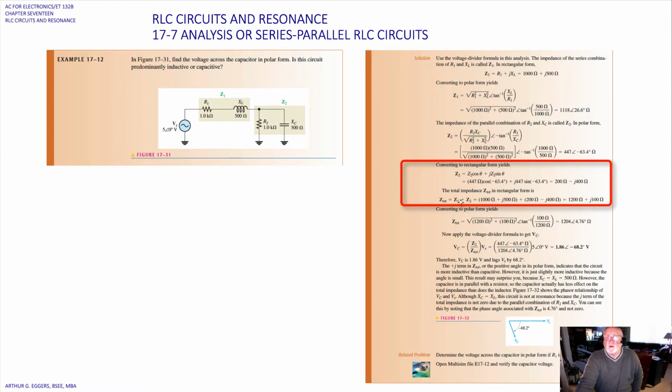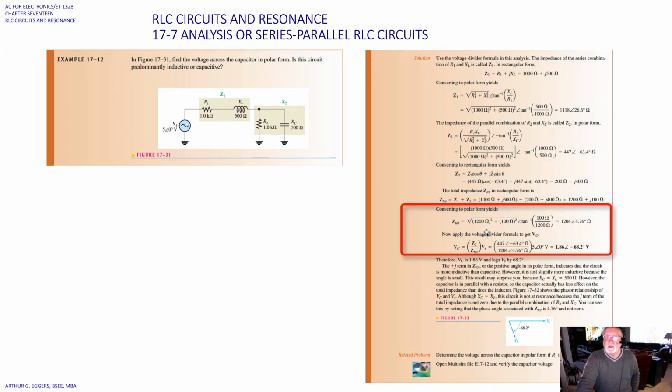Now in this case they're telling you to solve for Z total, Z1 plus Z2. When we're adding, you use your rectangular form, so they've combined them, and then the next step is they convert it right back to polar form. So again, you've got your Pythagorean theorem, your inverse tangent, to get your value in the 1204 at an angle of 4.76 degrees in ohms.